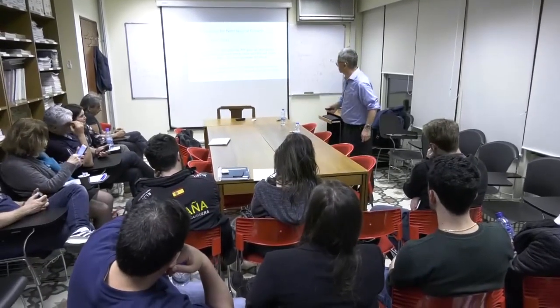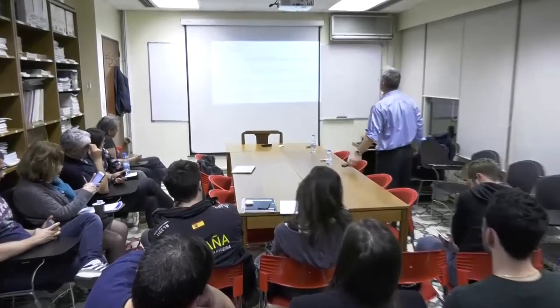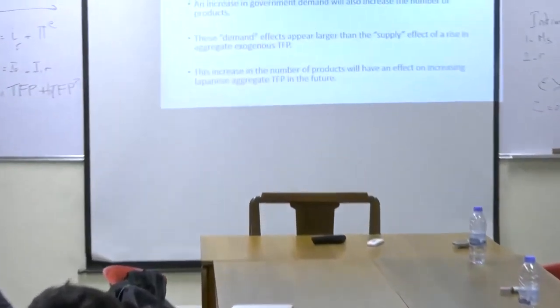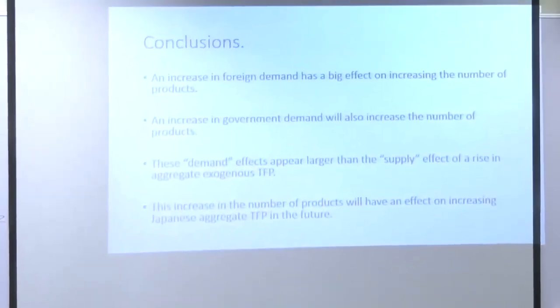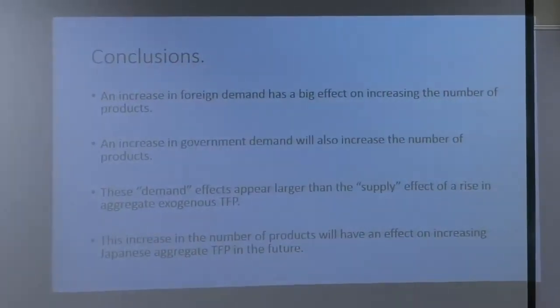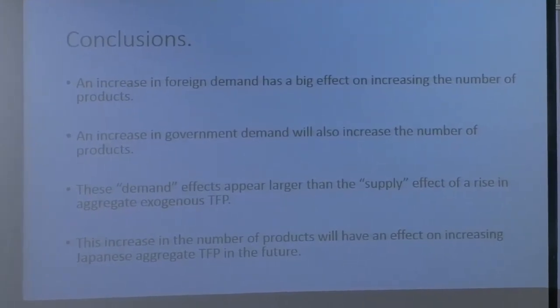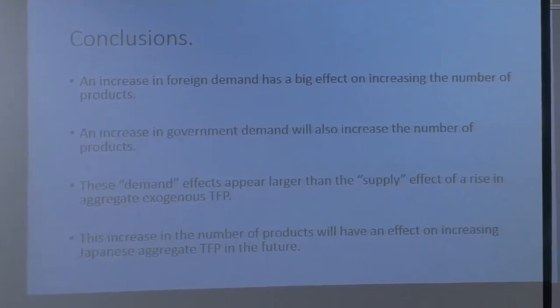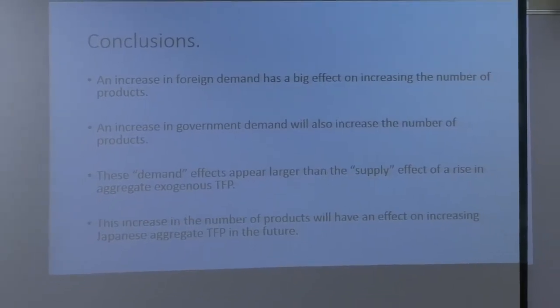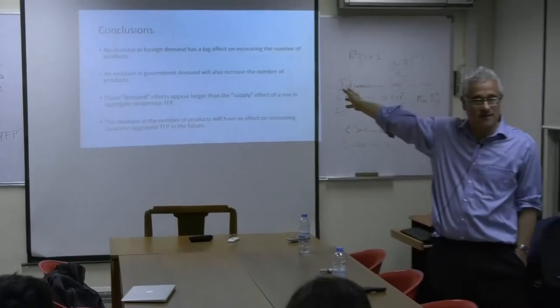So that's the policy implication of this. So, conclusion: an increase in foreign demand has a big effect on increasing the number of products, and government demand is less important. Another thing is that TFP has very bad effects in this paper.